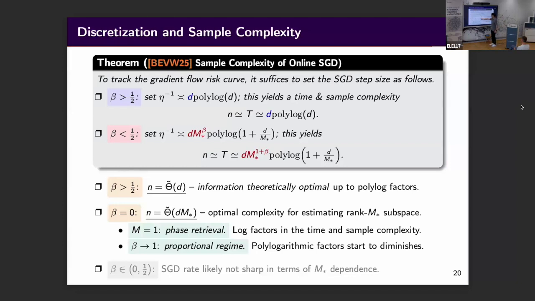Because now beta is 0, we get a sample complexity of D times M star. And we're trying to recover an M star dimensional subspace, so you should get this weight. Sorry, Danny, I'm kind of getting confused. How is this related to the gradient flow? In a sense, this should only be worse, and yet you're saying that this is information theoretically optimal. Sorry, so the previous one is better?